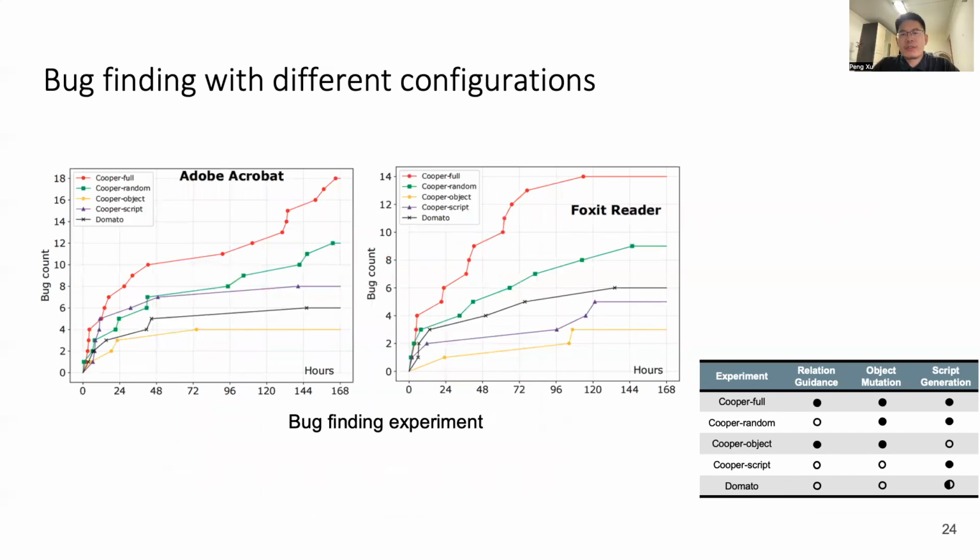We also do experiments on Foxit. The result is similar to Adobe Acrobat. Cooper always found the most bugs.